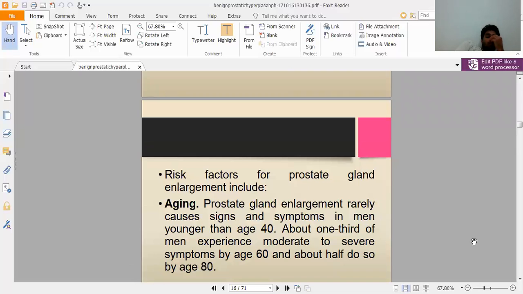Prostate gland enlargement rarely causes signs and symptoms in men younger than 40. About one third of men experience moderate to severe symptoms by age 60, and about half do so by age 80.